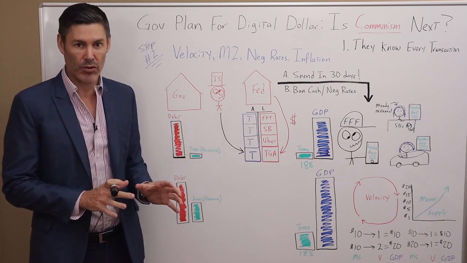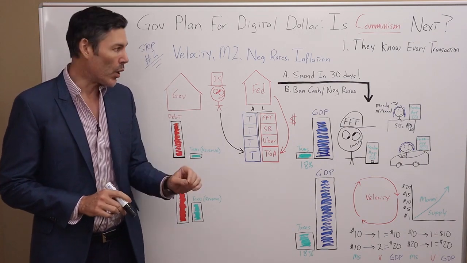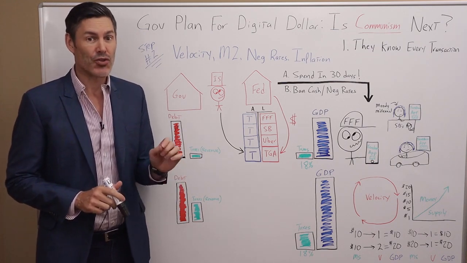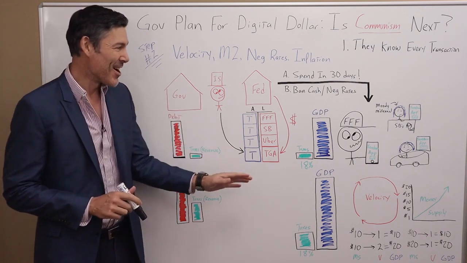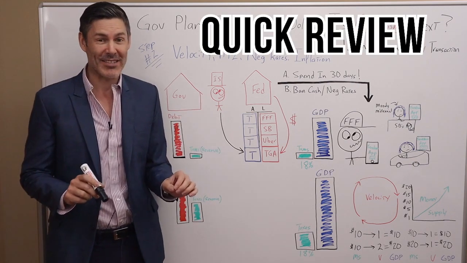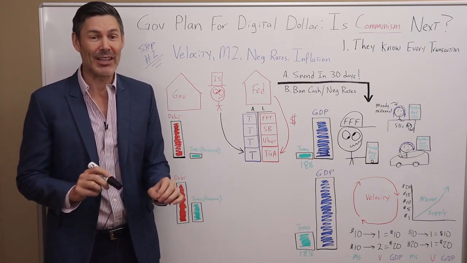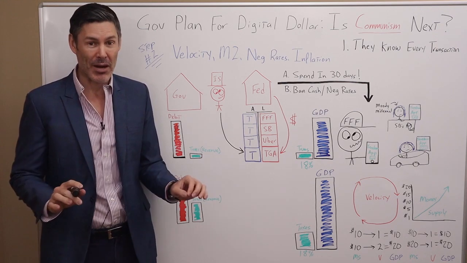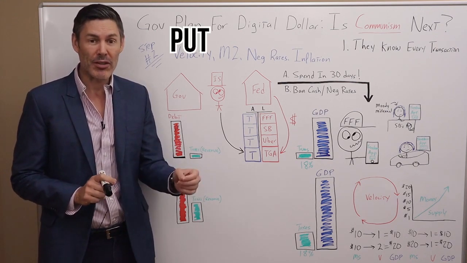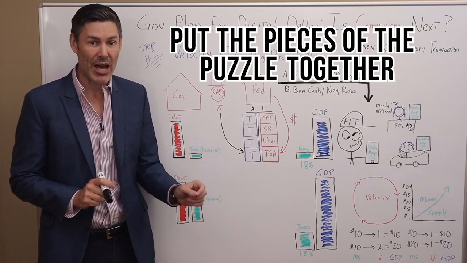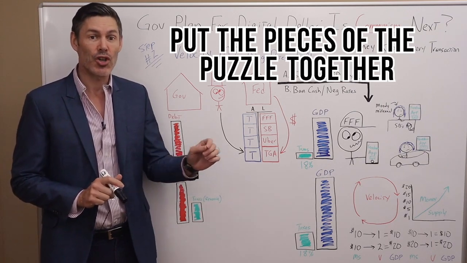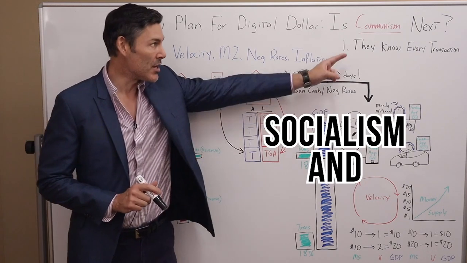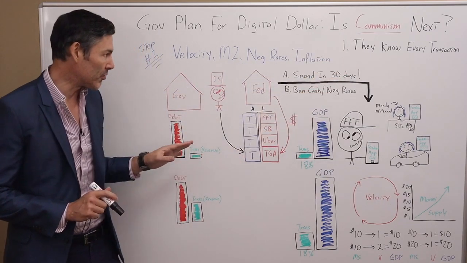Why is this important? Most of us get it, but I want to do a quick review. The main thrust of this video is step number 3. Trust me. So this is just a quick review, because once we get into step number 3, it's going to completely blow your mind. This is something that I don't think anybody is talking about. And if you put the pieces of the puzzle together, you see how this could take us right down the path to socialism and communism. So let's go through this briefly.